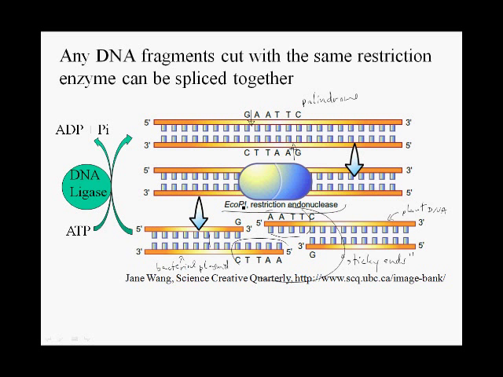Now you can completely reverse the cleavage by restriction endonuclease by adding a DNA ligase and ATP. What DNA ligase does is repair these nicked sites in the DNA to give you back a whole DNA molecule.